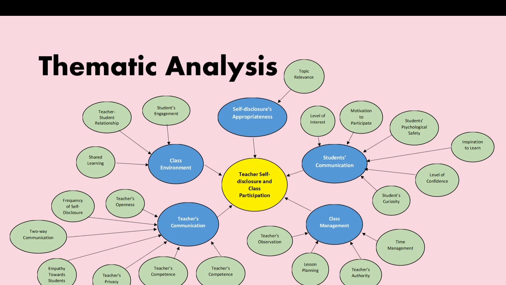The patterns and themes extracted from informant's self-disclosure practices reveal their impact on students' class participation. For example, in self-disclosure's appropriateness theme, the teachers categorically shared that self-disclosure must be suitable and have some relevance about the topic. Or under teachers' communication theme, they talked about reasonable frequency of self-disclosure, maintaining teachers' privacy and showing empathy towards students. Let's have a look at few of informant's statements to support the findings.